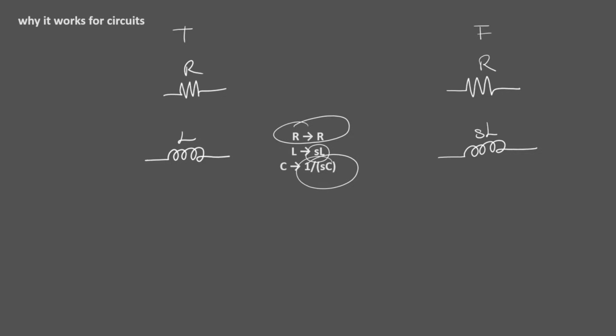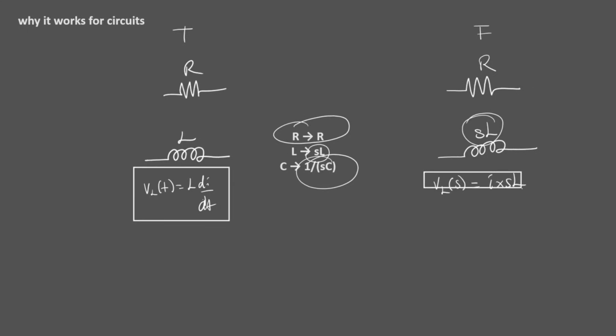So usually in the time domain, you won't bother yourself with the impedance, with the resistance of an inductor. But here, since you know that SL is the resistance, if you were to find the voltage across the inductor as a function of S, it will now just be current times SL. Whereas if you were to do it in the time domain, VL as a function of time would be L di dt. So you can see this is a differential equation, and this is an algebraic equation. That is exactly the beauty of the Laplace transform.